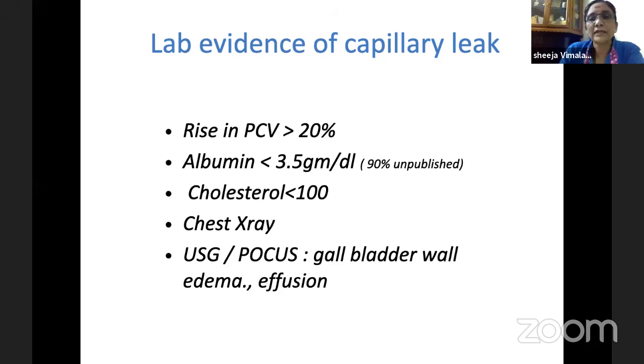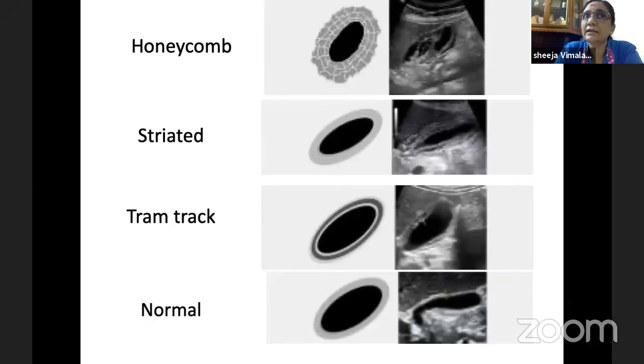So what do you really look at? The point of care ultrasound is really looking at the gallbladder. As you can see here, the first gallbladder has a honeycomb appearance, telling you it is severe dengue with severe capillary leak. As the child is improving, you can see how it has changed to striated, to tram track, and finally to a normal gallbladder. So this is one of the things that can be done. The changes in the gallbladder happen even before you develop a pleural effusion, so you can identify a capillary leak also by this.